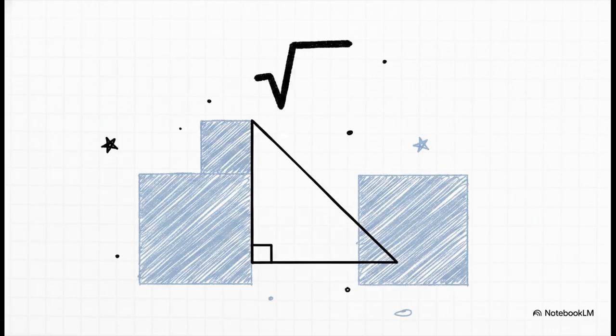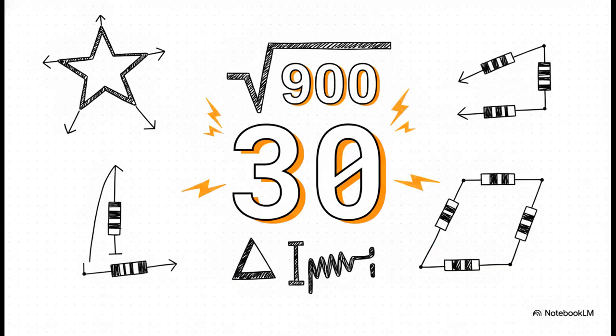So, to find that magnitude, we're basically just leaning on the Pythagorean theorem. We take the square root of 24 squared plus 18 squared, which gives us the square root of 576 plus 324, which is the square root of 900. And the square root of 900 gives us a beautifully clean 30 ohms. That right there is a huge win. We've officially found the magnitude of our delta impedance.